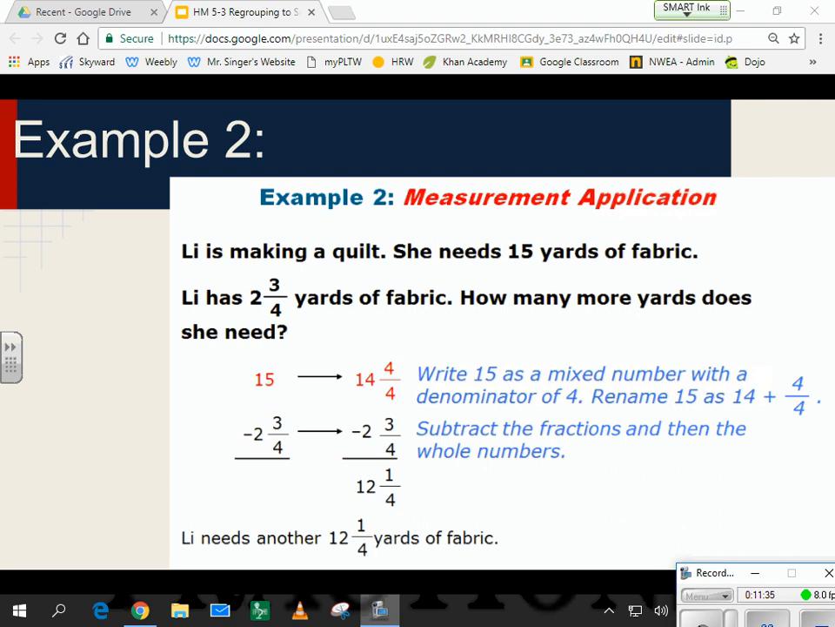So Leah's making a quilt. She needs 15 yards of fabric. Leah has 2 3/4 yards of fabric. How much more does she need? So you're going to have to do 15 minus 2 3/4.